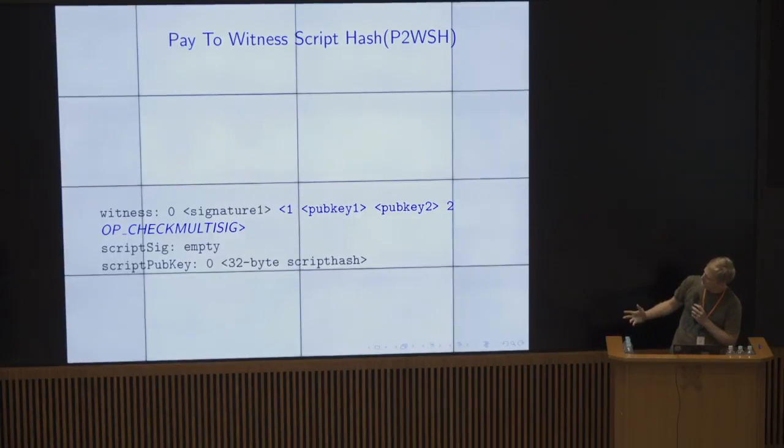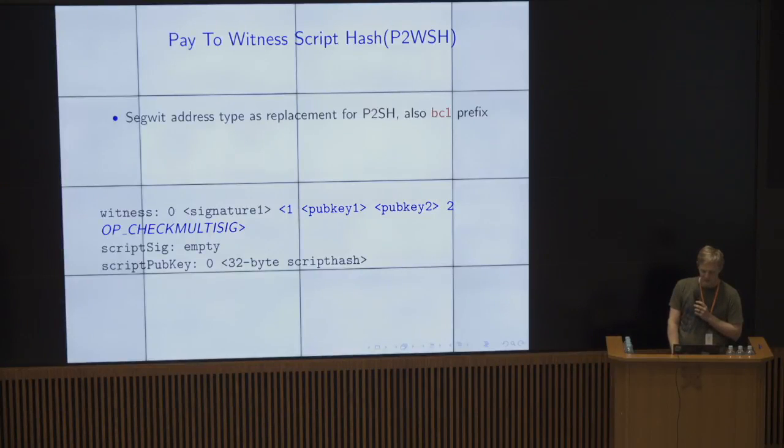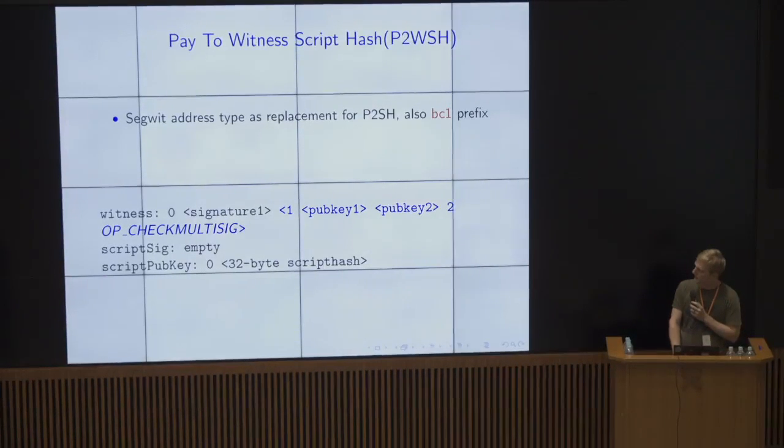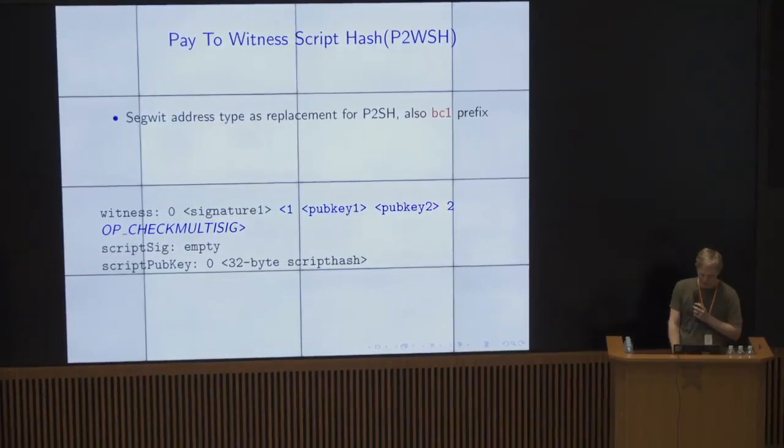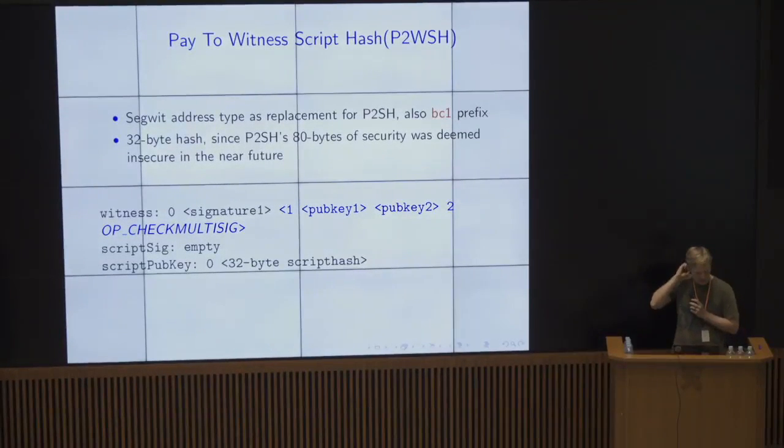which, for this example, I do another one of two check multisig. So the script sig is empty again. The script pub key is 0, followed by a 32-byte push. It's also a replacement for P2SH, where we're hashing the script but doing it inside a stronger hash.